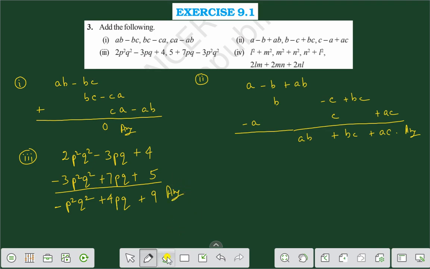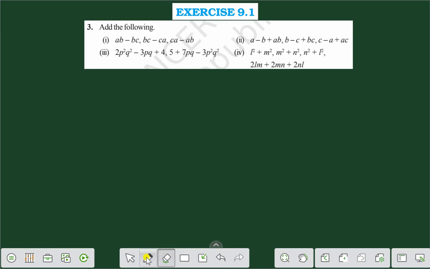Now solve question number 4. Question number 4 is: L square plus M square, M square plus N square, N square plus L square, and plus 2LM plus 2MN plus 2NL.